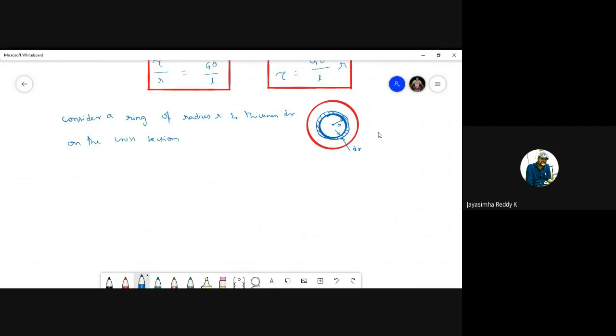So because of the twisting moment that we have applied, twisting torque that we have applied, there will be some force acting on this ring. And let me write for that force. Force acting on the ring. I just assume it as df.